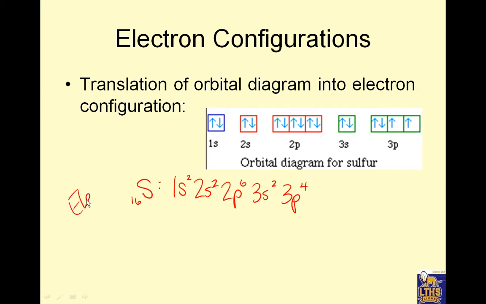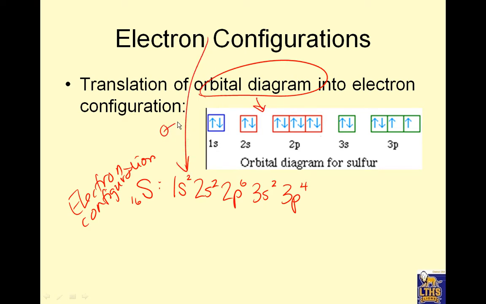So this is an electron configuration. How is it different? Well, it's a kind of shorthand for the orbital diagram. This is an orbital diagram. Electron configuration, orbital diagram.